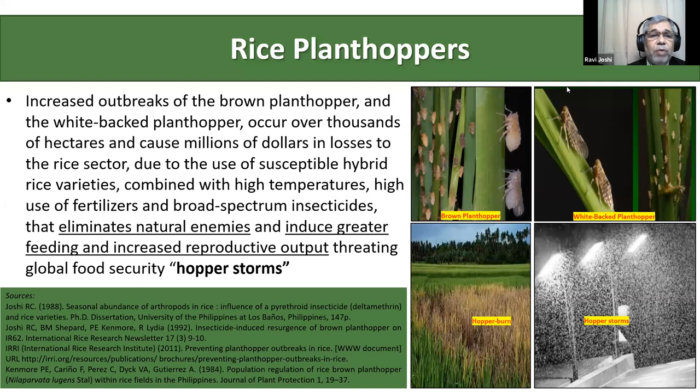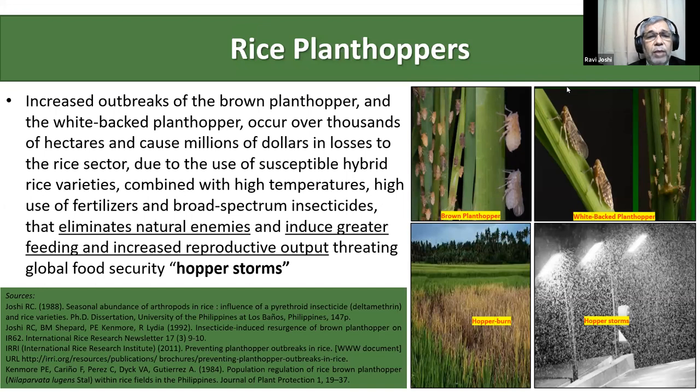What we found out, very interesting in these cases, is that many of the white-backed planthoppers are occupying more niche than the brown planthoppers in many of the hybrid rice systems. So even today, in many countries, you have more problems of white-backed planthoppers in hybrid rice systems compared to the inbred rice systems.